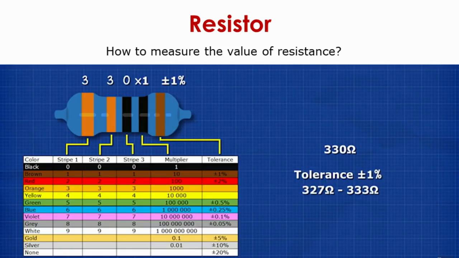The 5 band resistor is the same as the 4 band resistor. The first stripe from the left is orange, stripe number 1, which is digit 3. The second stripe is also orange, so the digit is 3. The third stripe is black, 0, and the fourth one, black, is the multiplier, which is 1. So 330 into 1 becomes 330 ohm, and the tolerance is 1%. So the value varies from 327 ohm to 333 ohm.